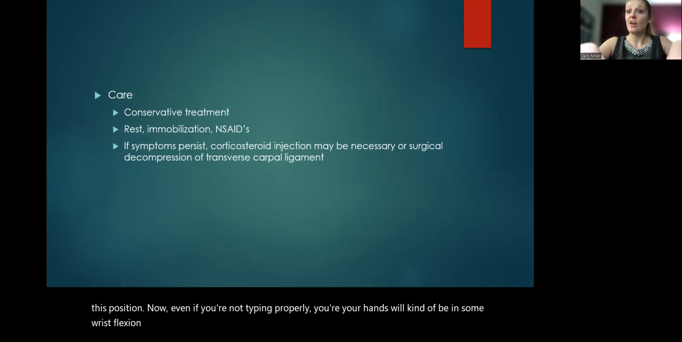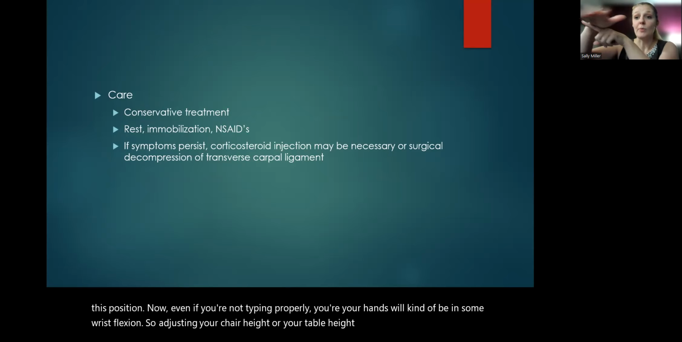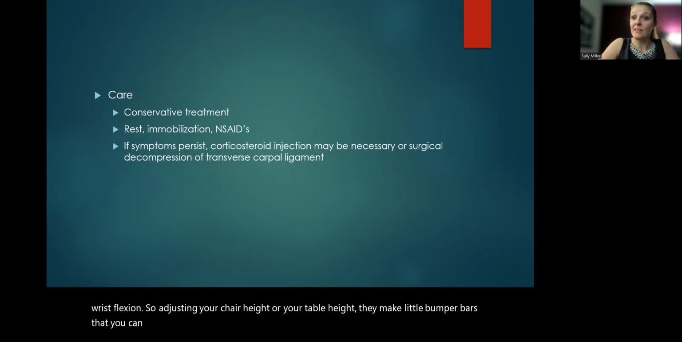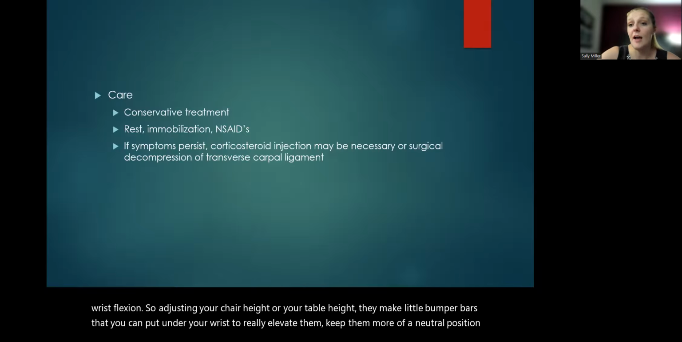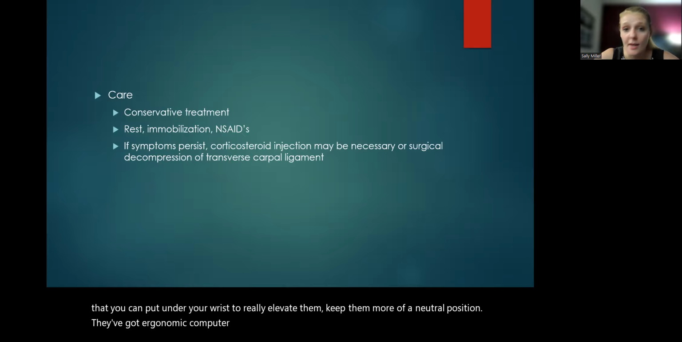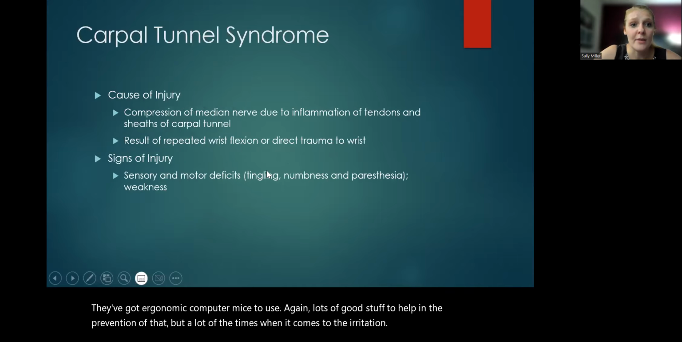So adjusting your chair height or your table height, they make little bumper bars that you can put under your wrists to really elevate them, keep them in more of a neutral position. They've got ergonomic computer mice to use. Again, lots of good stuff to help in the prevention of that.